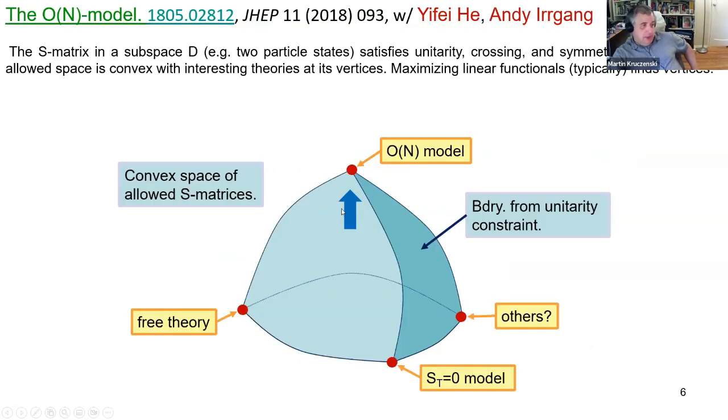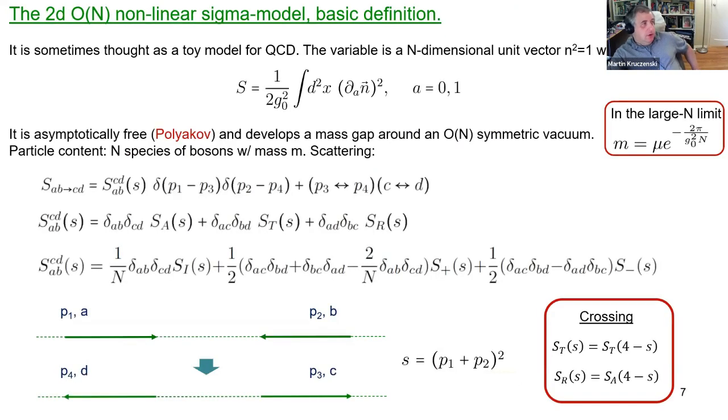Then the general picture, I mean, this is an infinite dimensional space, but this is some sort of schematic representation of that space. These are all the allowed S matrices. The boundaries are given by unitarity constraints. What we say is there are some vertices. For example, you have a free theory, you have an integrable model, and you can have other vertices with other interesting theories. So let me discuss this 2-dimensional ON model.